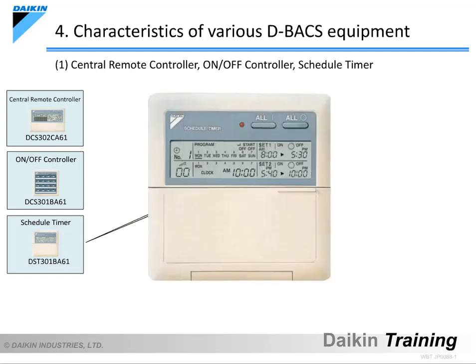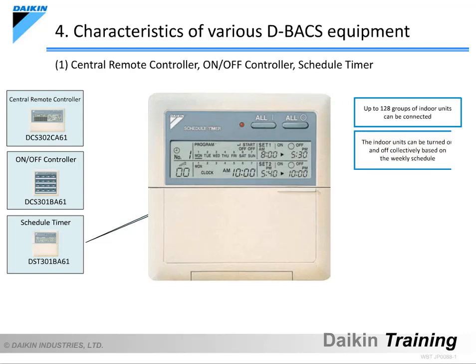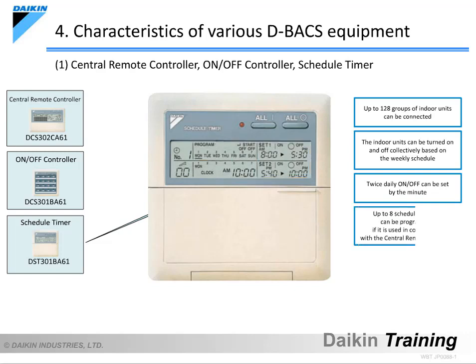This is the schedule timer. Up to 128 groups of indoor units can be connected to this timer. It has a built-in weekly clock and allows for scheduled management of the connected indoor units in a collective manner. This timer allows for programming of the operation schedule by the minute, as well as setting of twice daily on/off times for a week. If the schedule timer is used alone, it allows for programming of only one schedule pattern.